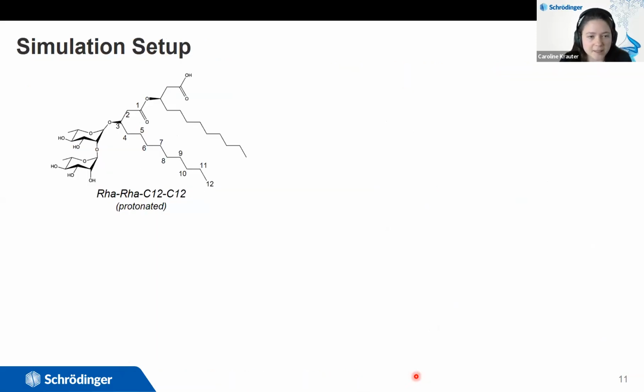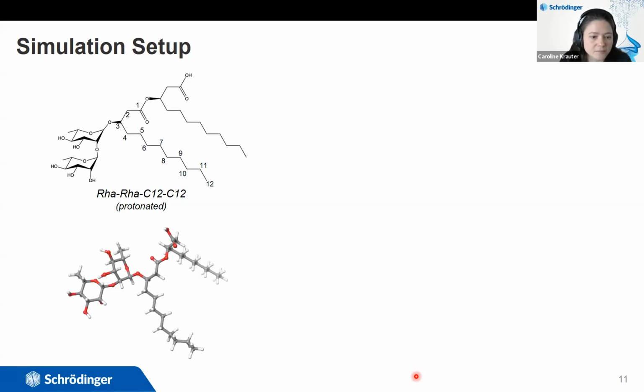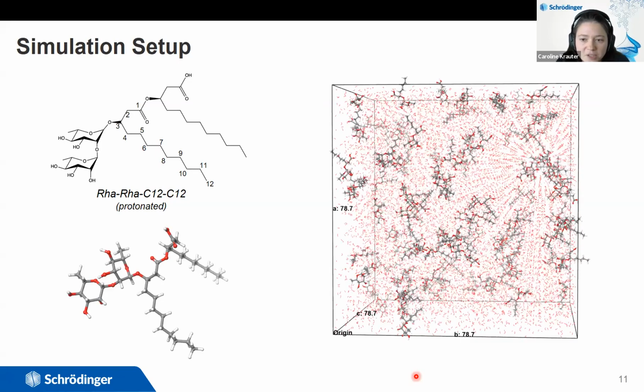Okay, so for our simulation setup, we use molecular dynamics workflows. We are especially interested in the aggregation behavior and the behavior of these surfactants in aqueous solutions. With each of these rhamnolipids, we build the molecular structure, and then we place those into a simulation box. We always keep the number of biosurfactants per box constant. So we always have 100 biosurfactant molecules per simulation box.